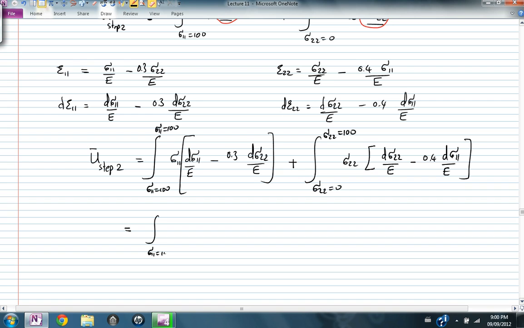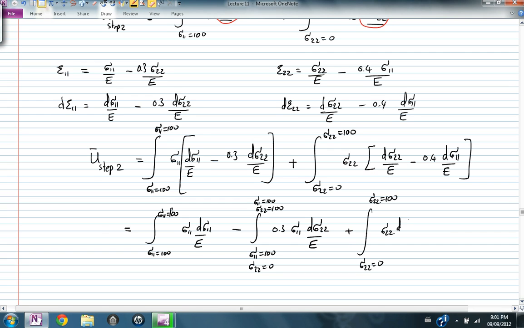From sigma 1 equal 100 to sigma 1 equal 100, sigma 1 d sigma 1 over E minus, from sigma 1 equal 100 and sigma 2 equals 0 to sigma 1 equal 100 and sigma 2 equal 100, I'm going to use 0.3 sigma 1 d sigma 2 over E, plus from sigma 2 equals 0 to sigma 2 equal 100, I'm using sigma 2 d sigma 2 over E, minus, when sigma 1 equal 100 to sigma 1 equal 100, sigma 2 times 0.4 d sigma 1 over E.